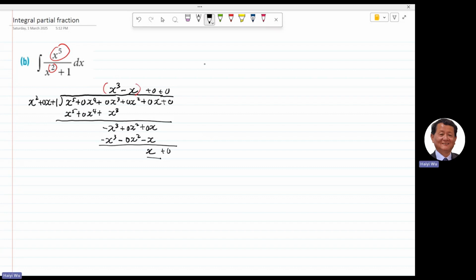Therefore, x to the power 5 divided by x squared plus 1 is equal to x to the power 3 minus x, plus x divided by the divisor. That's the remainder, and that's the divisor. So that'll be easy. Therefore my integration will be x to the power 3 minus x plus x divided by x squared plus 1.